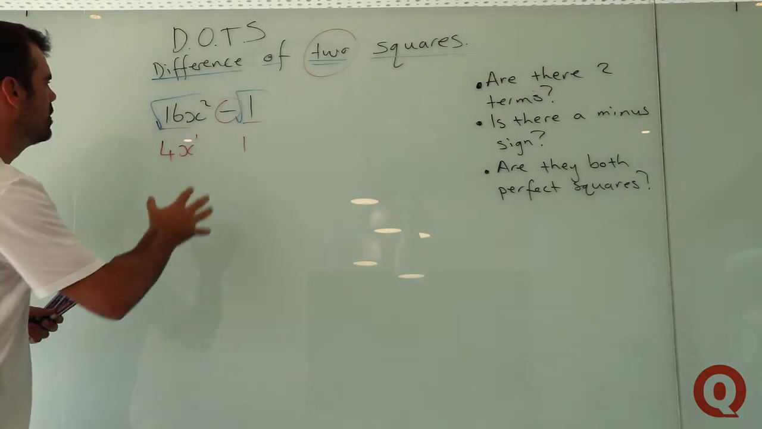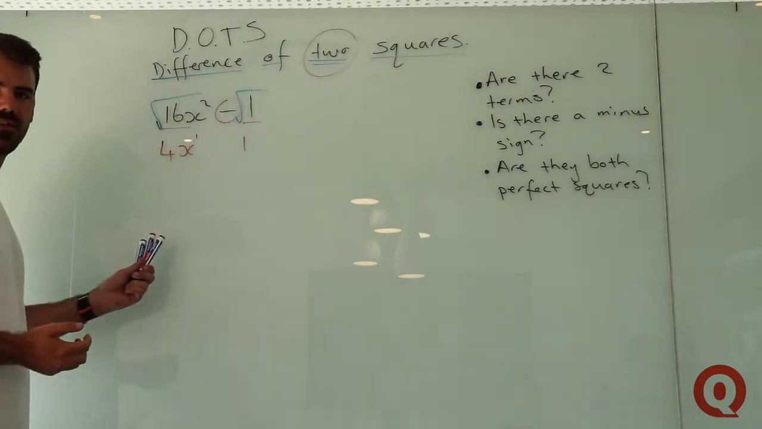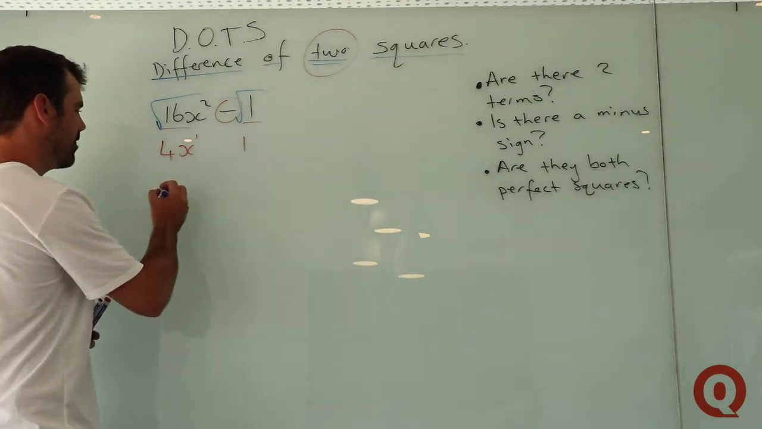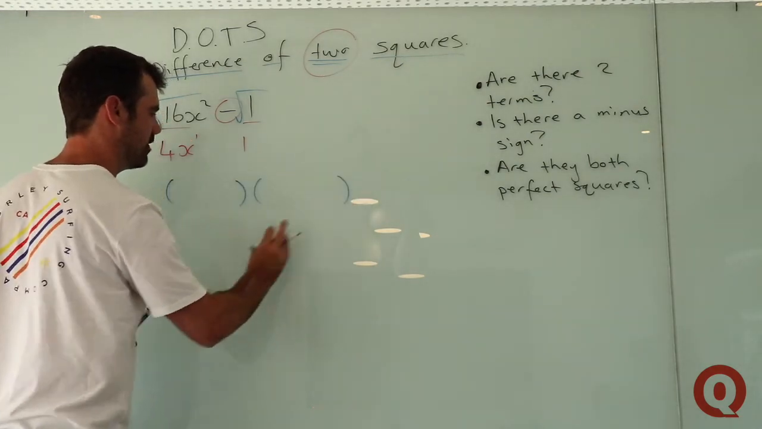Now, let's move to actually factorizing this. What do we do when we have a difference of 2 squares? Well, again, we need to open up 2 brackets.